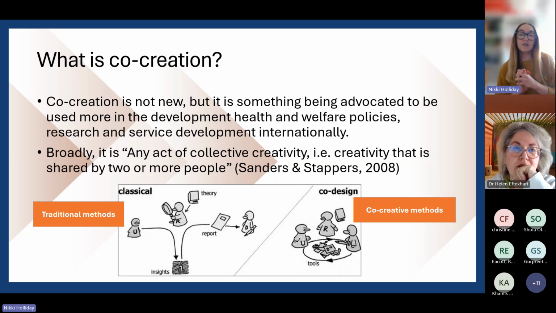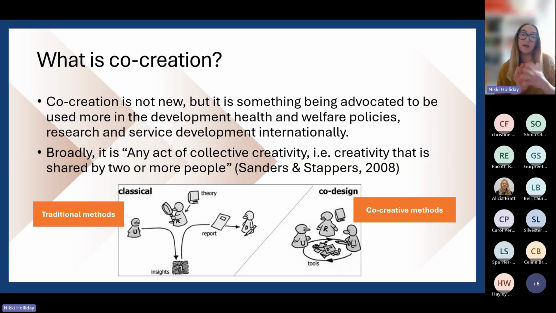And on this diagram here, you can see on the left, we have traditional research methods where you would have a researcher informed by theory, observing the user or patients from a distance. They go away, they analyse their findings, they write a report, and then they come back separately to share their insights with the world.